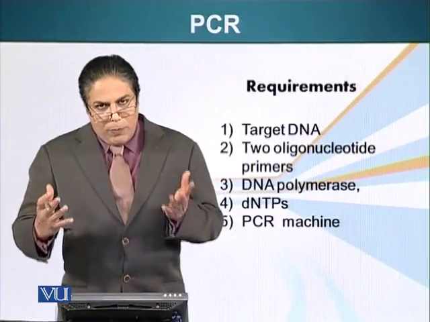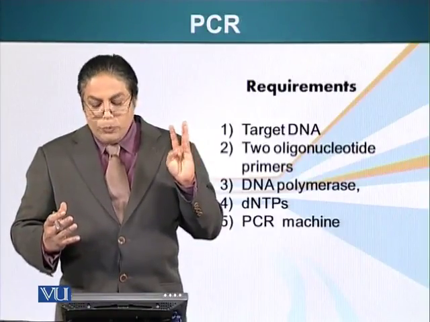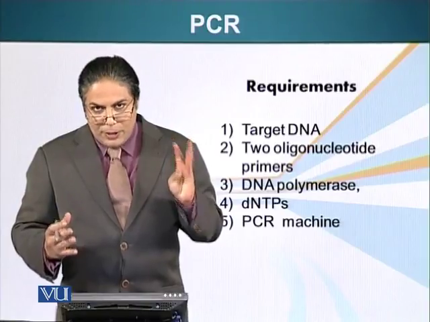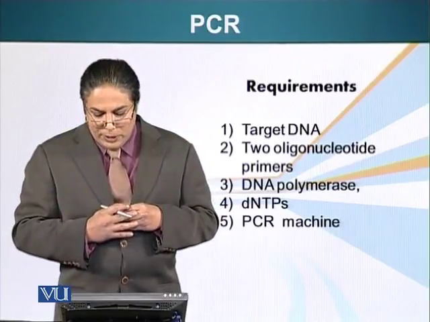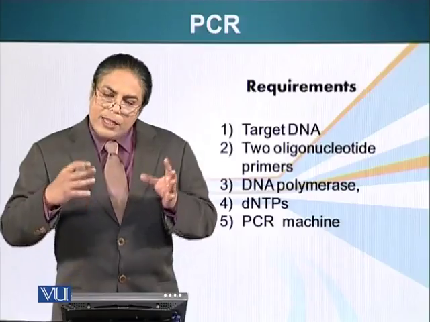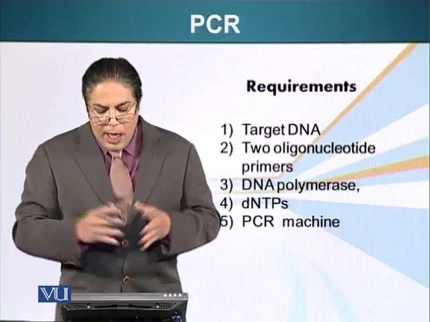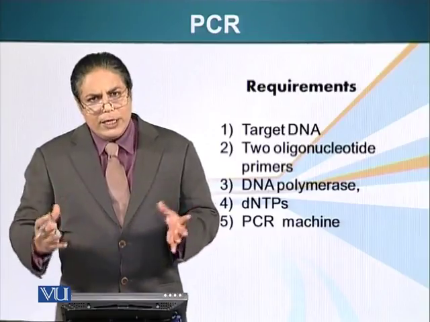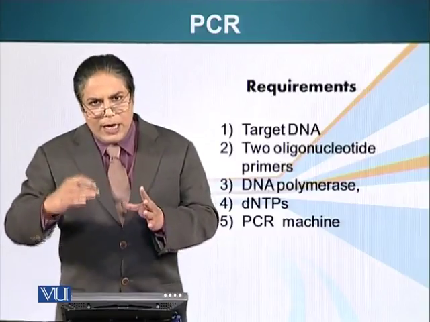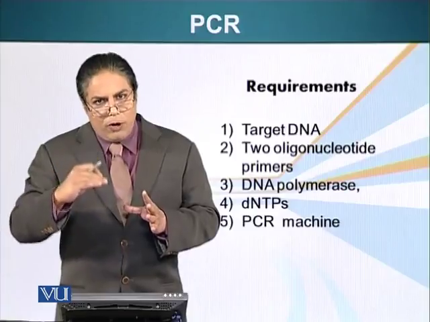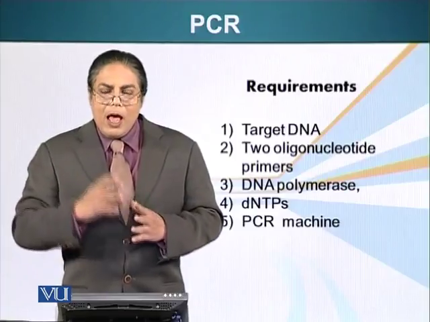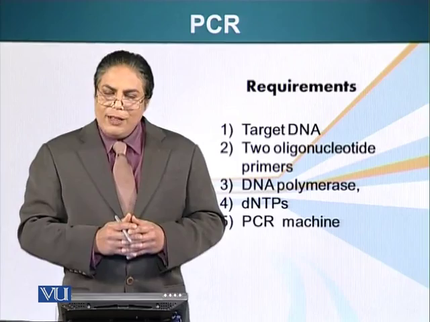Again, requirements for PCR: target DNA, 2 oligonucleotide primers. I hope that is clear why we need the primers. DNA polymerase, the raw material which will get incorporated into the new DNA molecule, and the PCR machine, which is basically a fancy machine that regulates the temperature for a very short period of time. We will continue our discussion of PCR in the next module.